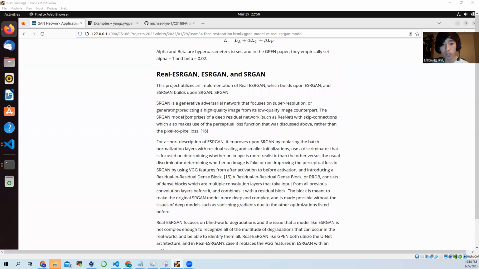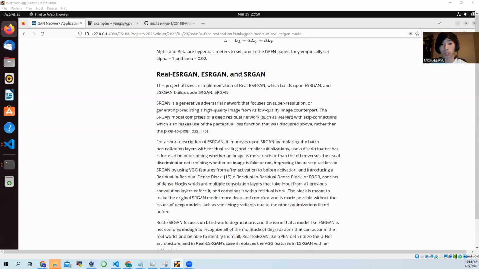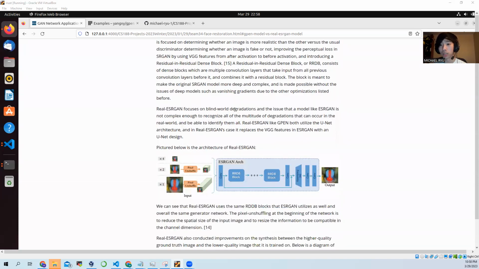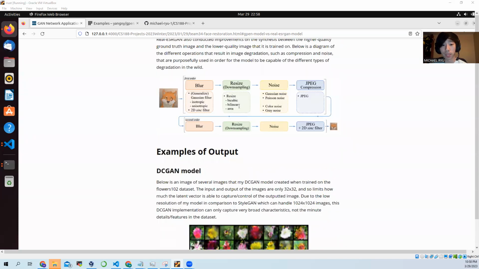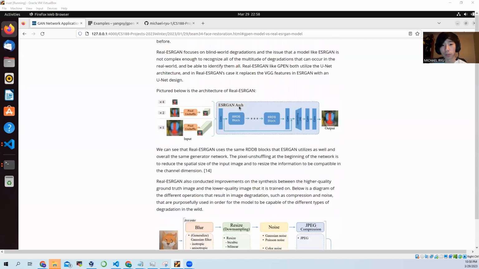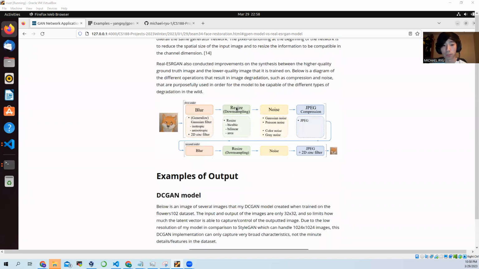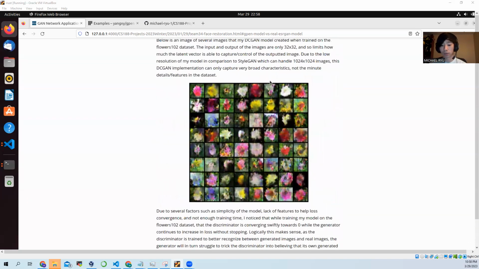Then I went to Real-ESRGAN, SRGAN. Real-ESRGAN is the actual model I had tested on, but I wanted to give a little bit of background on SRGAN and ESRGAN, as they're the foundation of Real-ESRGAN. And I went into the different workings and how they build upon each other. Then I went to the outputs of each of my models.